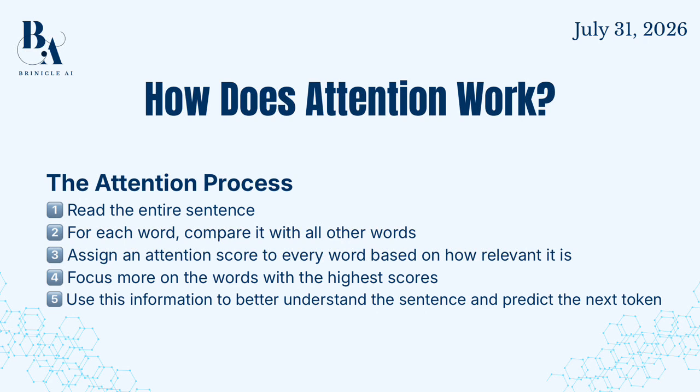Another example: the trophy doesn't fit in the suitcase because it is too big. When processing "it," the model checks. For the word trophy, the importance is 5, suitcase 3, fit 2, because 1, and the 1. The model gives the highest attention to trophy, helping it understand what "it" refers to.